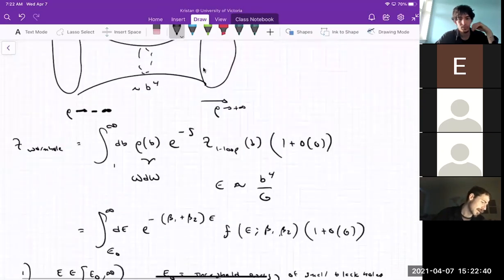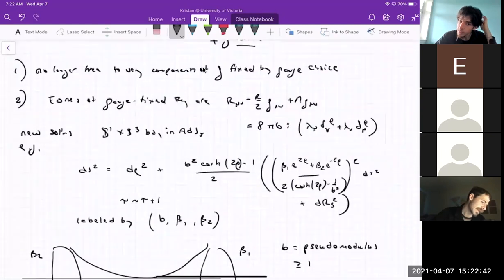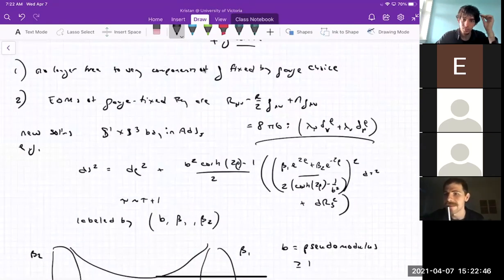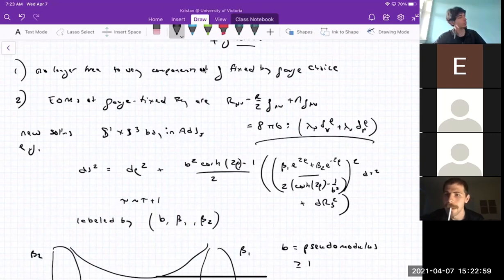In other words, one way of saying it is that these geometries have the right-hand side of the gauge fixed field equations not zero. Right. But is there a sense in which these are approximate solutions, or I don't know?